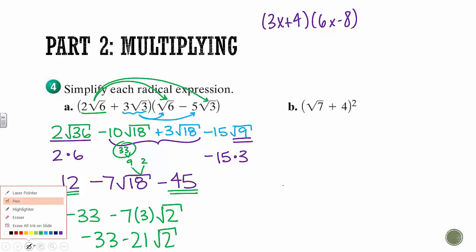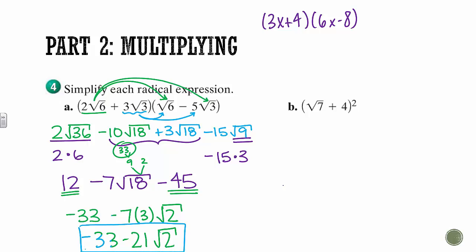I know it's very tempting to do negative 33 minus 21, but because this is 21 root 2, it is not the same thing as negative 33. Remember, if you ever get confused, throw an x in there instead of your square root. Now, could you combine those two things? No, you could not, because this has an x and this does not. Same thing with radicals.